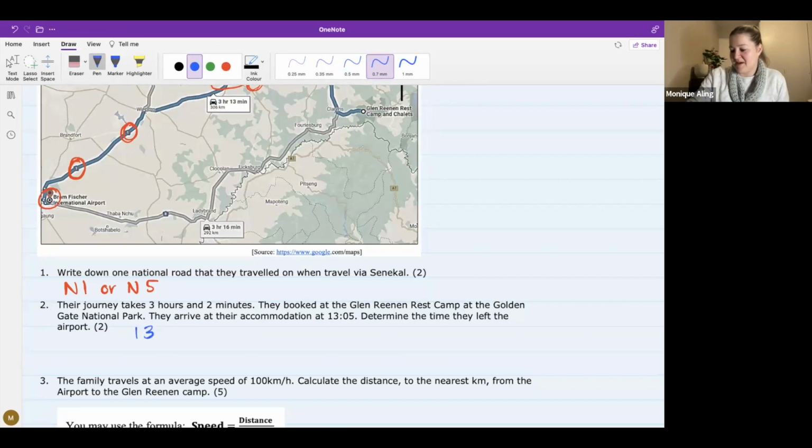Okay, so the family arrived at 13:05. It took them 3 hours and 2 minutes. So I'm going to minus 3 hours and 2 minutes from my time.